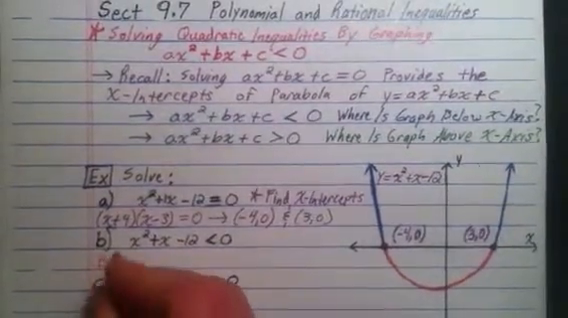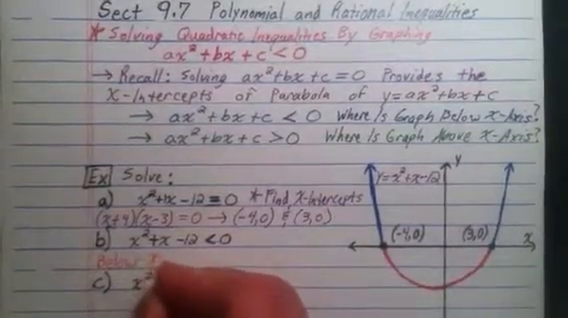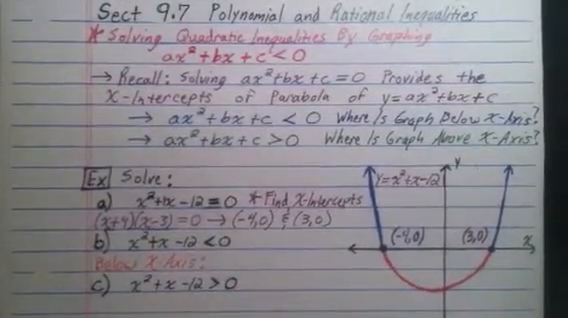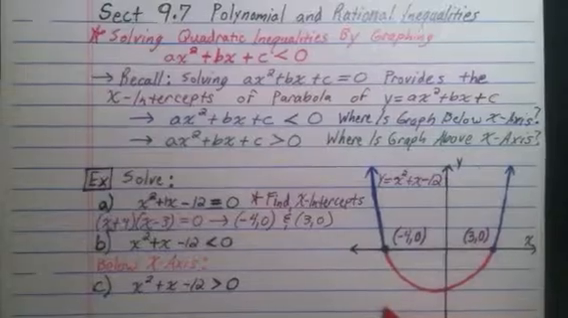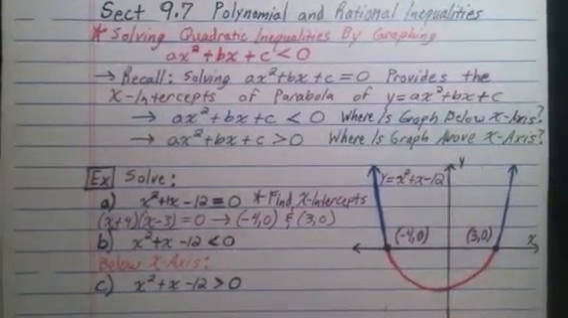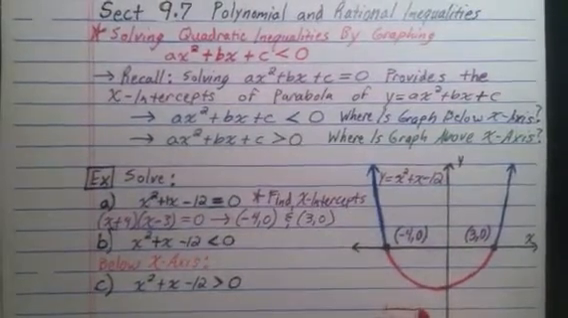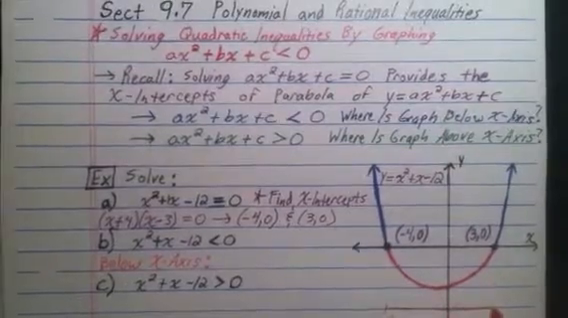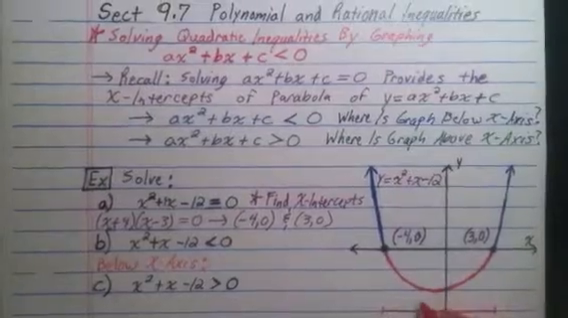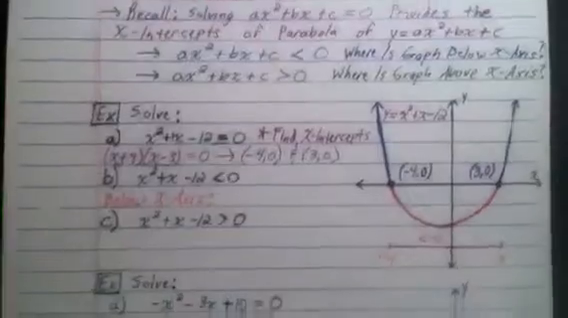So where's the graph below the x-axis? We can look here from this value right here, this is a -4, all the way to here, +3. So this is where it's less than 0. This is where it's below the x-axis.